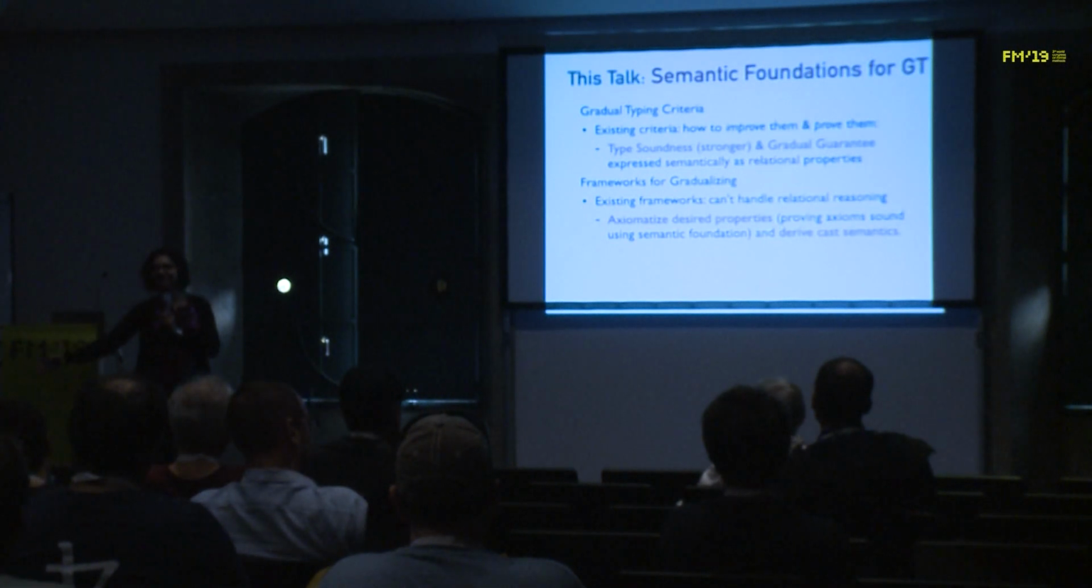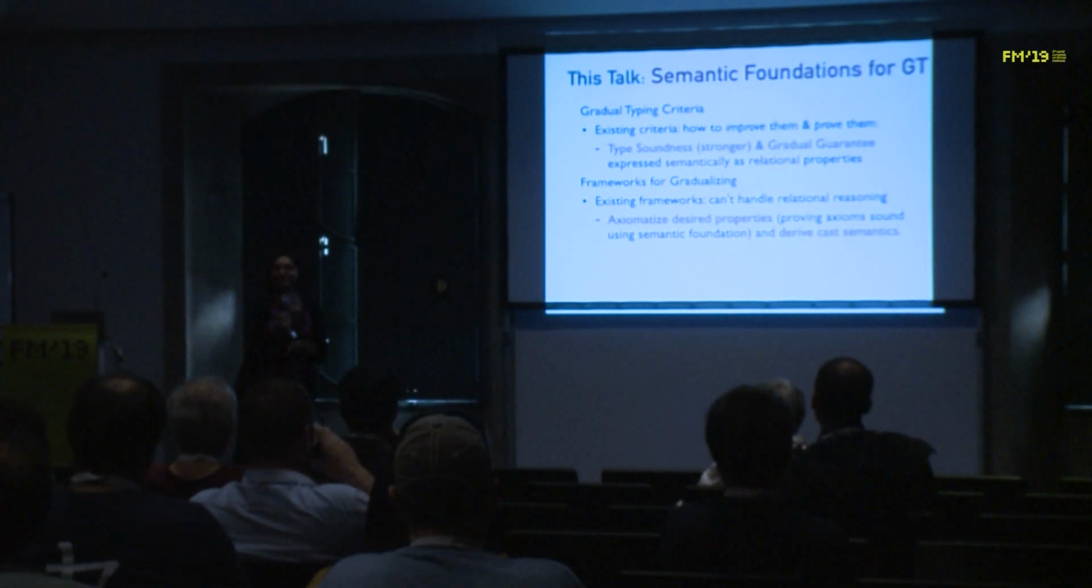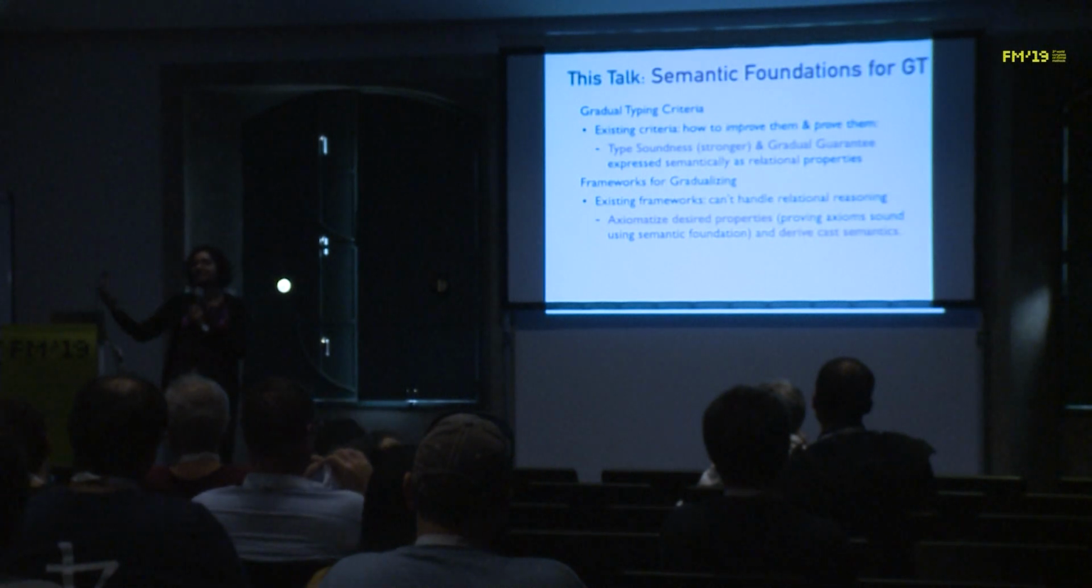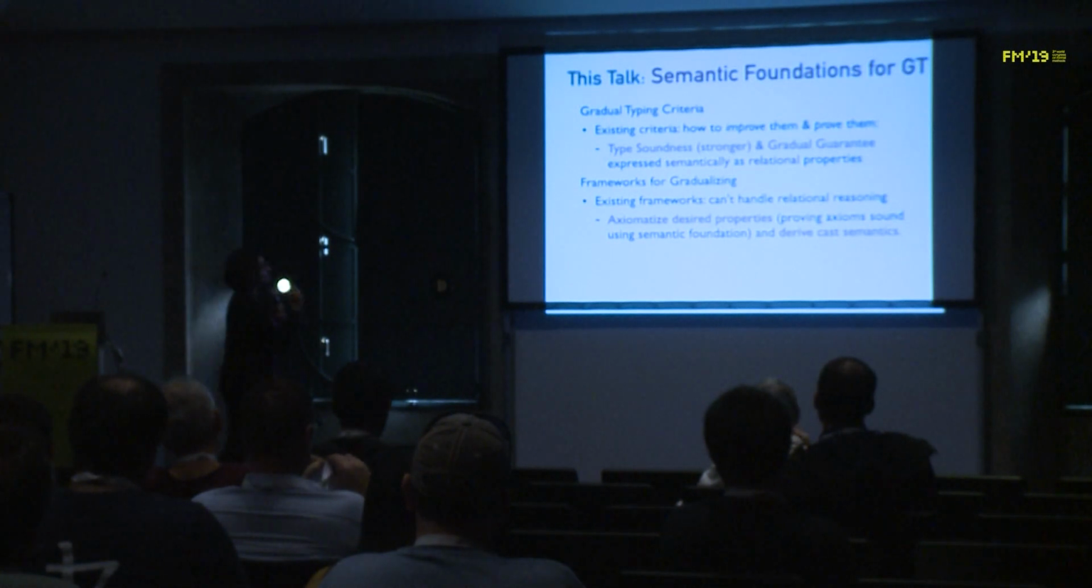When they fail to prove those theorems, they go back to the drawing board and iterate again. They've learned something from where the proofs are failing and they iterate again. But it's a very ad hoc process where we use our mental intuitions in order to design the cast semantics rather than any sort of framework or recipe. So I'm going to talk about how we could axiomatize desired properties and derive cast semantics from that.